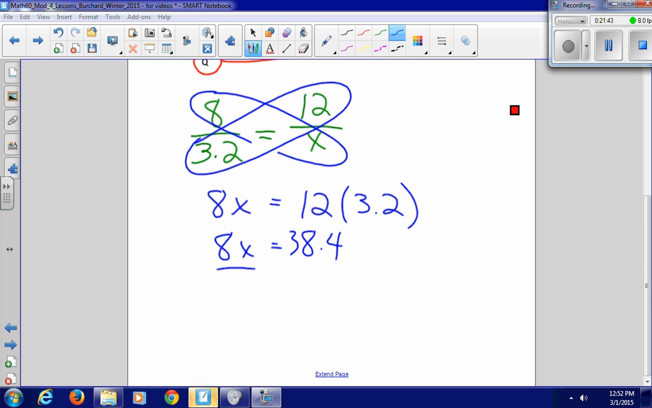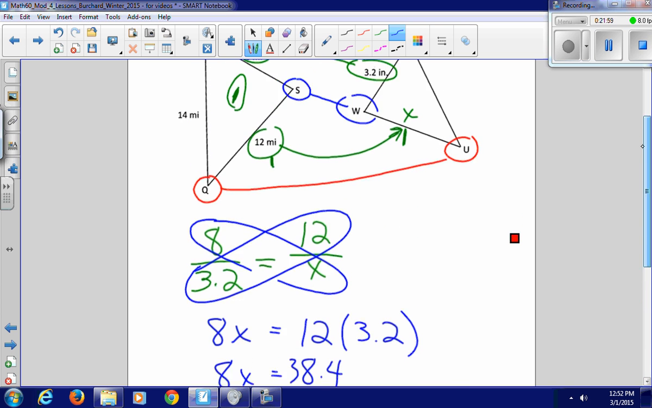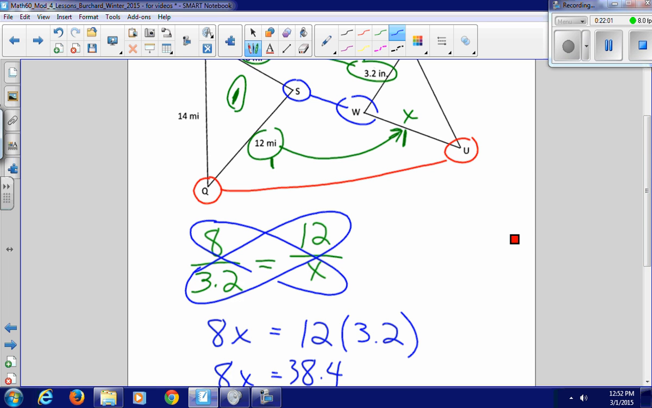Now I'm going to divide both sides by 8. And then again on my calculator, 38.4 divided by 8 is going to give me 4.8. So x is equal to 4.8. That means that this side here is equal to 4.8.